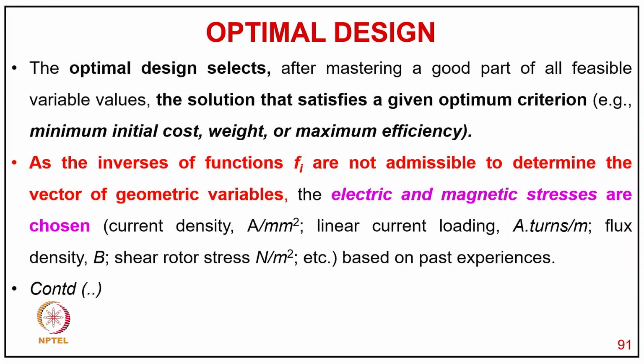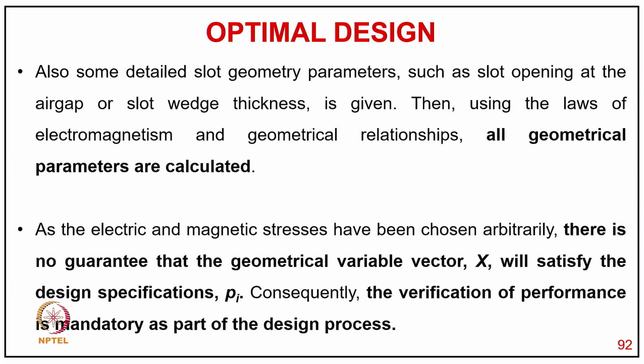So there are a lot of constraints. Optimal design is nothing but selecting, after mastering a good part of all feasible variable values, the solution that satisfies a given optimum criterion. Typical examples are minimum initial cost, weight, or maximum efficiency. As the inverses of the functions Fi are not admissible to determine the vector of geometry, the electrical and magnetic stresses are chosen as variables, like current density in ampere per meter squared or linear current density in ampere per meter, flux density B, shear rotor stress in Newton per meter squared, based on past experience, and also some detailed slot geometry parameters such as slot opening at the air gap and slot wedge thickness.